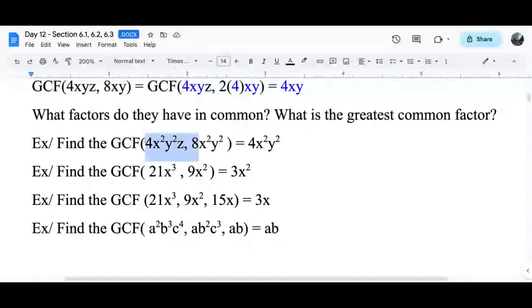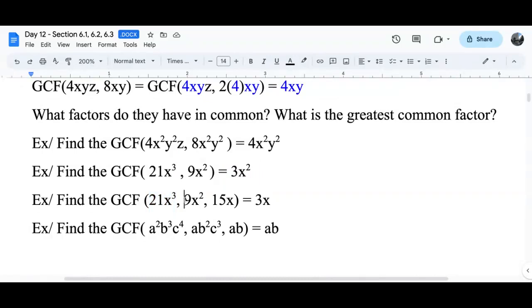Well, let's see those ones. Right. So 4 again is a common factor. X squared is a common factor. Y squared is a common factor. So the greatest common factor of those two monomials is 4x squared y squared. We'll see 21x cubed and 9x squared. Well, we see 3 times 7 is 21, 3 times 3 is 9. So 3 is a common factor. And x squared is a common factor. So 3x squared is the greatest common factor of those two.